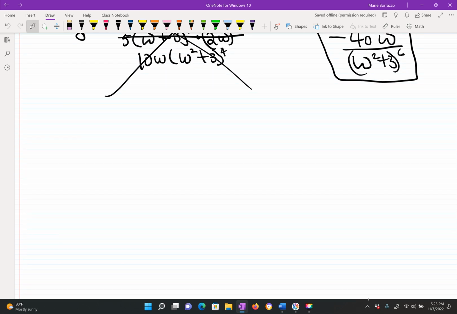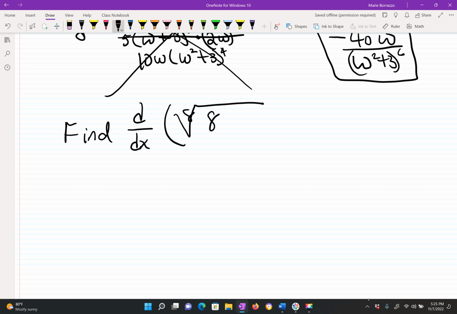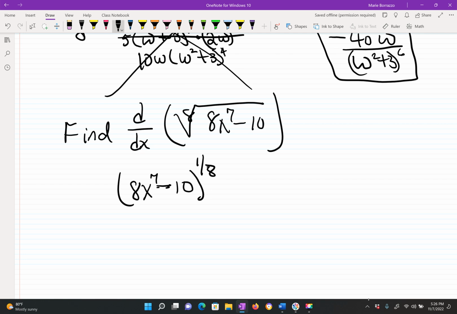Okay. For the next question, we have D. Find d over dx of the 8th root of 8x to the 7th power minus 10. I'm thinking chain rule on this one. Chain rule might be easier, because if you think about it, I'm just going to set it up and I'm going to let you do it. That's what you have to start.